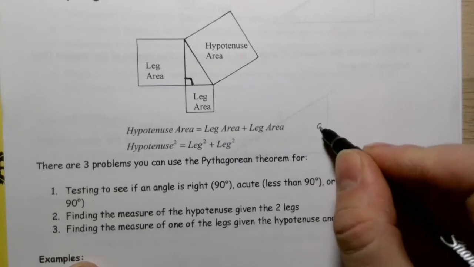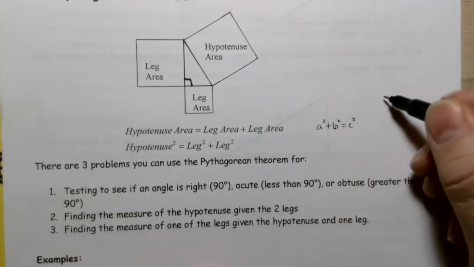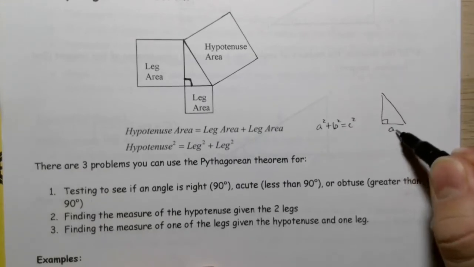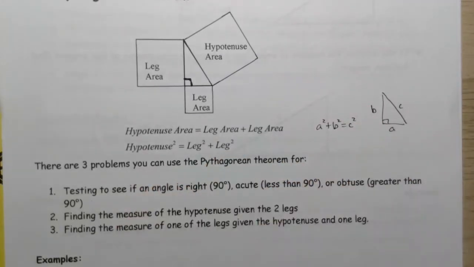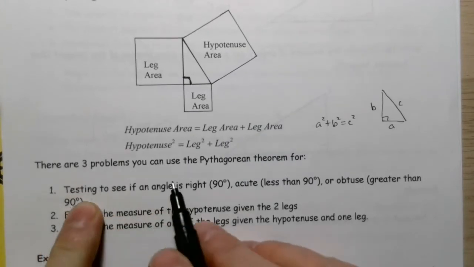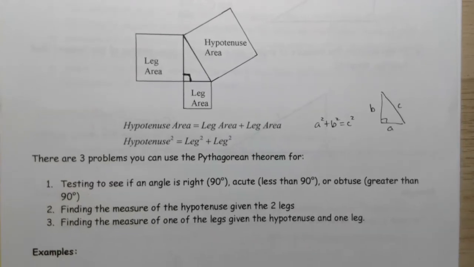A lot of people say a squared plus b squared equals c squared. Now, that's the default, but that only really works if you've labeled it that way. If you've made this a, you've made this b, and you've made this c. If you switch the letters around, then that doesn't really work. Now, there are three problems you can use the Pythagorean theorem for. One, you can test to see if an angle is a right angle.